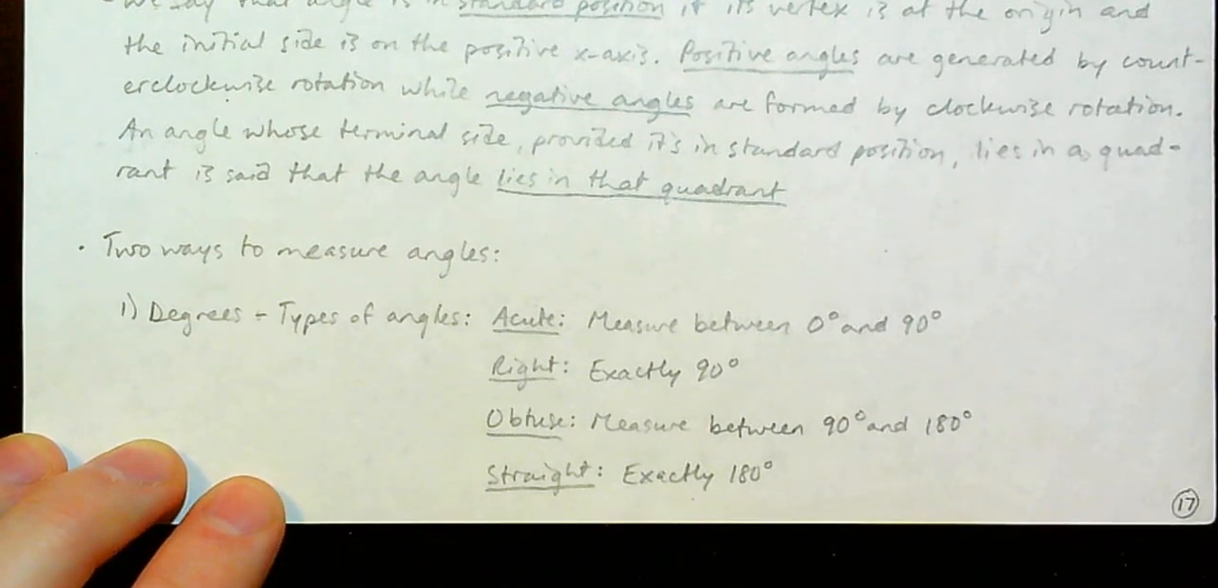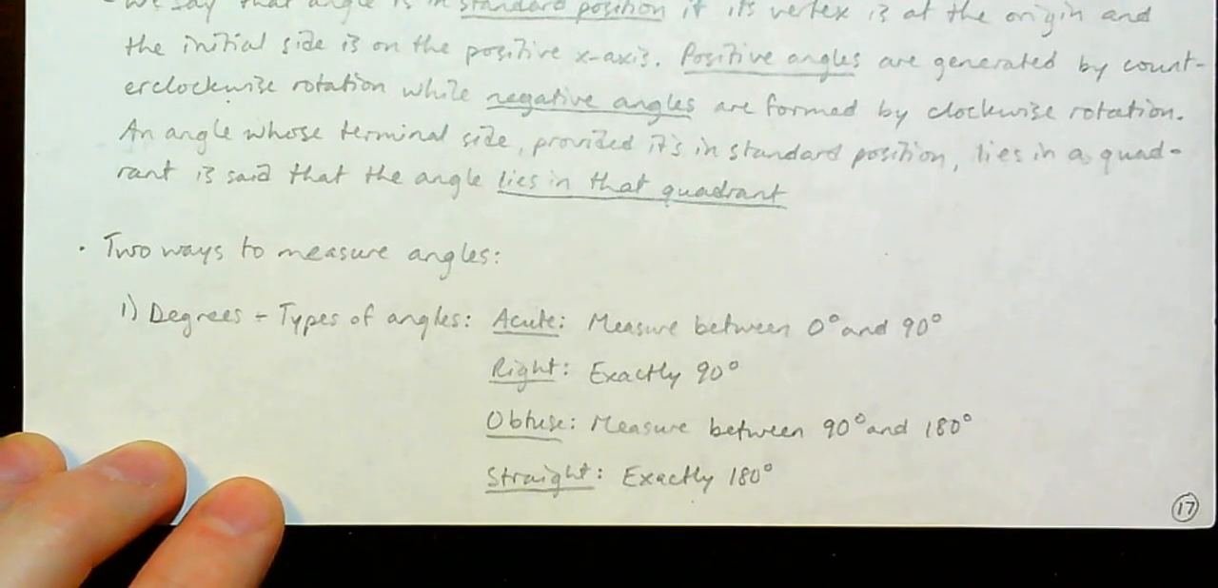And a right angle, or an angle that measures exactly 90 degrees, an obtuse angle between 90 and 180, and then a straight line or a straight angle, an angle that measures exactly 180. We don't have necessarily a term for an angle that measures greater than 180, although personally I think there should be one.